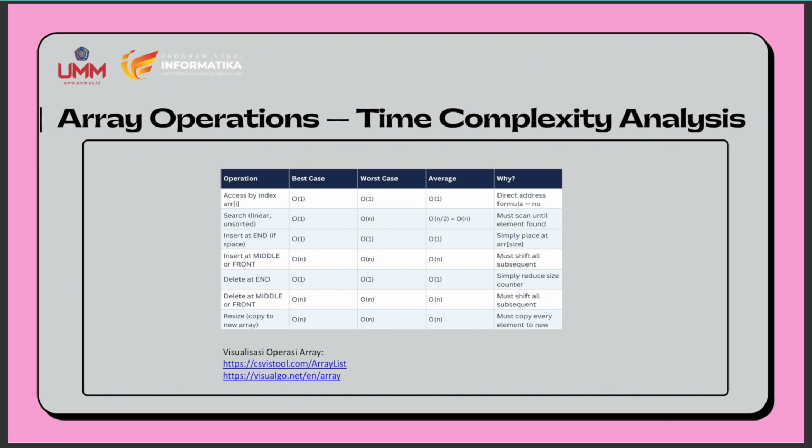And resize. When the internal array is full, Java creates a bigger one and copies everything over. Rare, but expensive when it happens. So, the golden rule: reading and adding at the end is fast. Everything in the middle, that's gonna cost you.